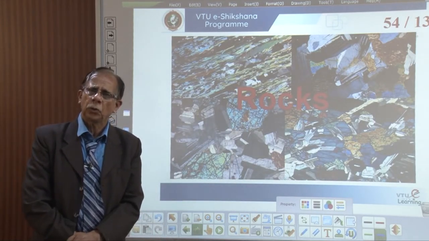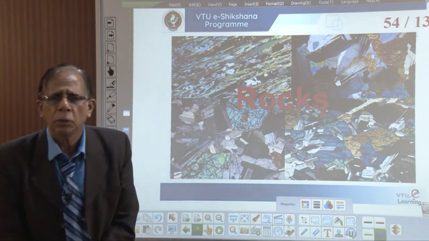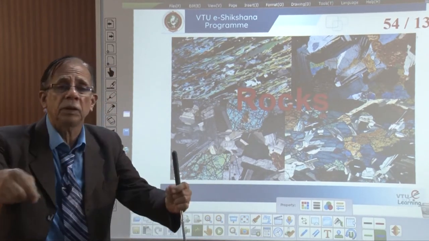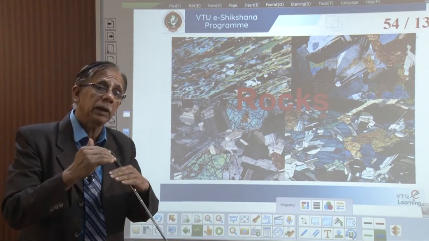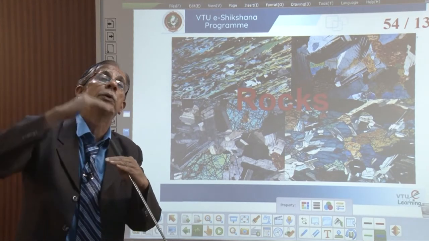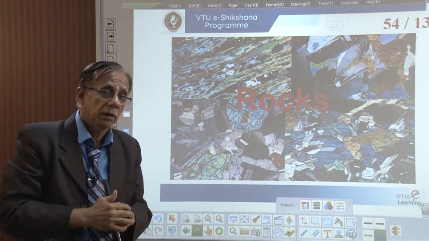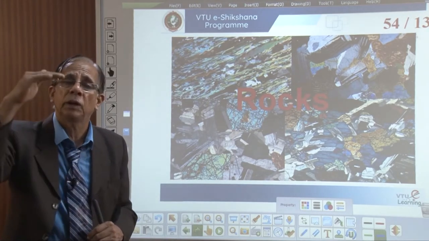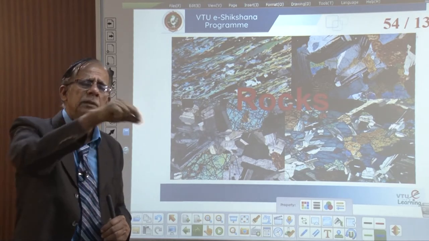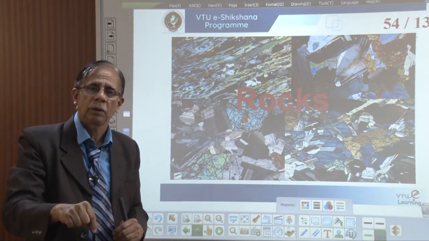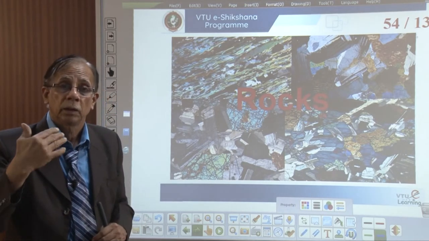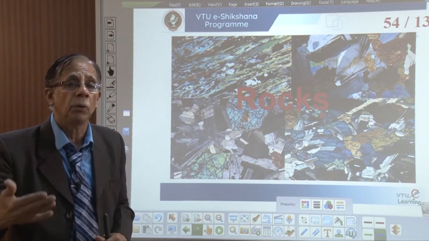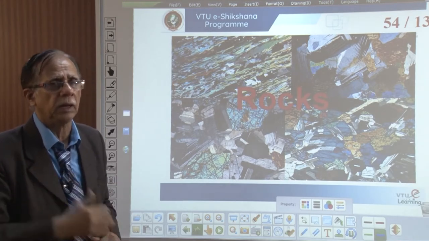Let us move on to rocks. In our previous session, we said minerals are found in rocks. When their concentration is beyond a critical limit, it can be used as ore. So concentration is one important factor. If they are low in concentration, with several minerals in a rock, it may not be a raw material for an industry, but certainly it is an important material in our construction activities.